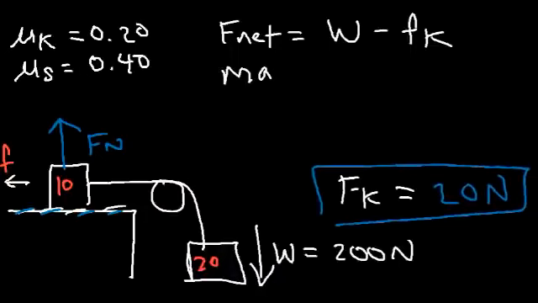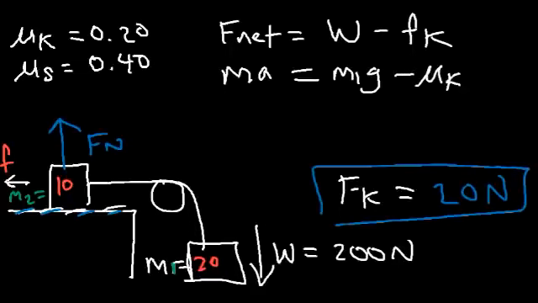The weight force is M1G. Let's call this M1, and this is going to be M2. Now, F of K, we know it to be mu K times the normal force of mg, but it's going to be m2g. So we know the weight force.